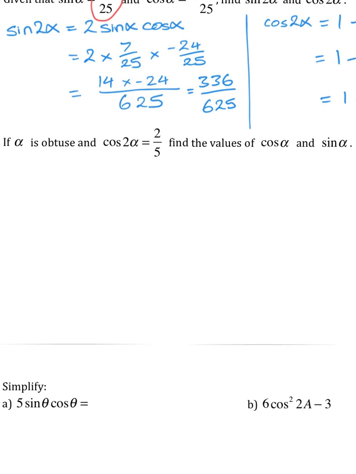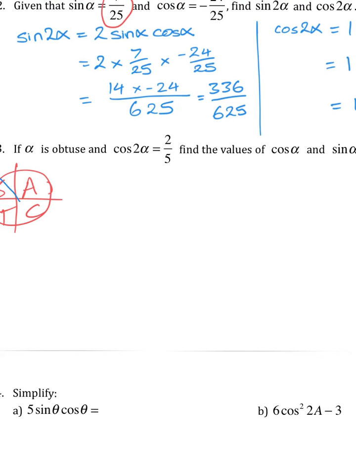All right. Now this one says if alpha is obtuse and cos 2 alpha is 2 on 5, find the value of cos alpha and sine alpha. Okay, so we know alpha is obtuse. So we know alpha would be in the S quadrant. So we know cos alpha is going to be negative and sine alpha is going to be positive. And they also said cos 2 alpha is a positive 2 on 5, which means it's in S1.